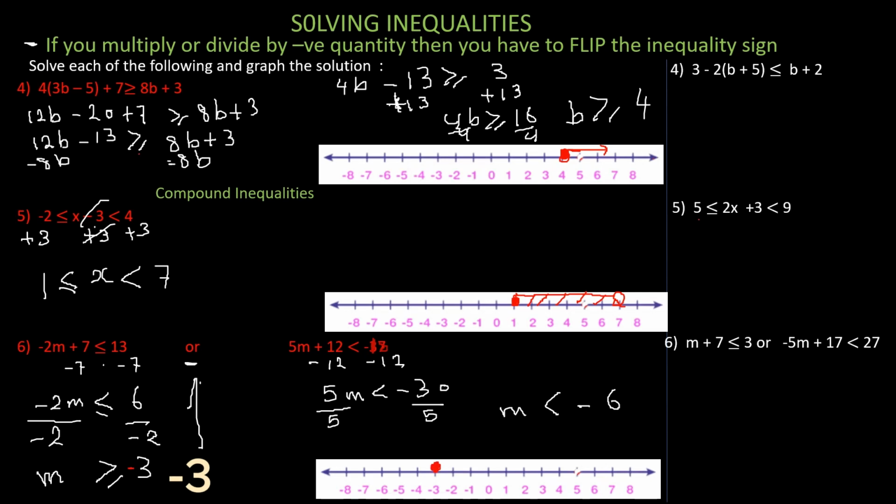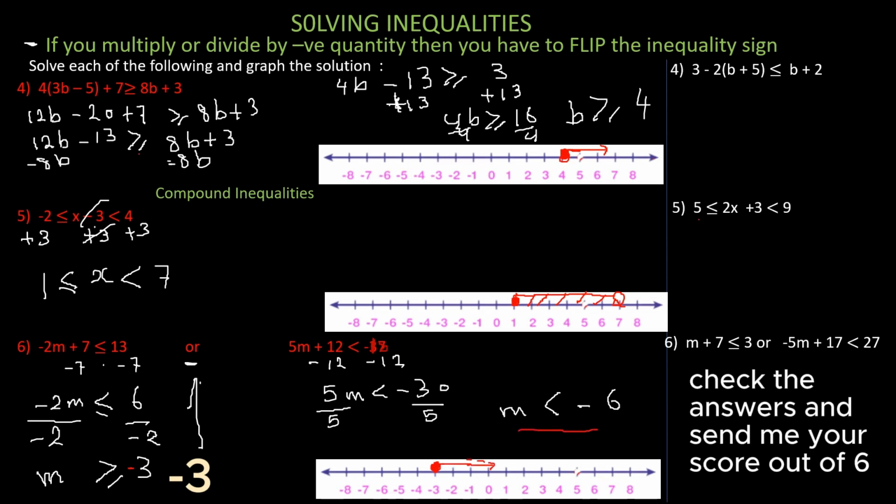Then m greater than or equal negative 3, we will go right. And the other one, m less than negative 6, we will go at negative 6 and make an open circle. Then go left because it's less than.